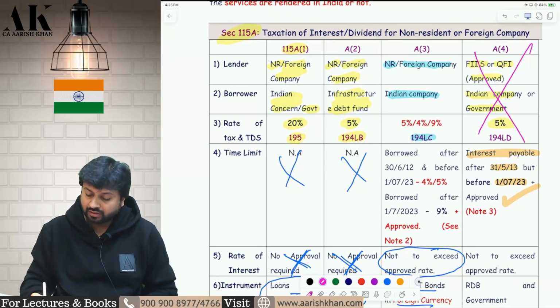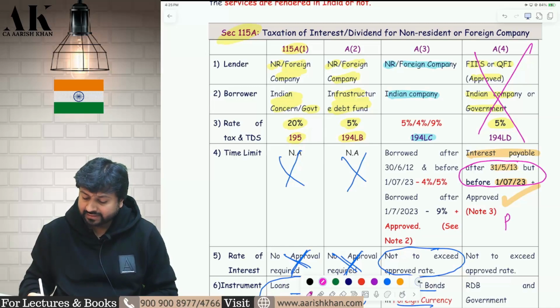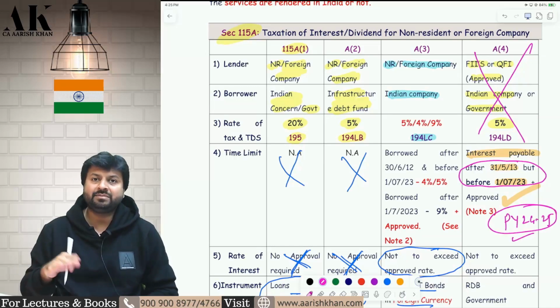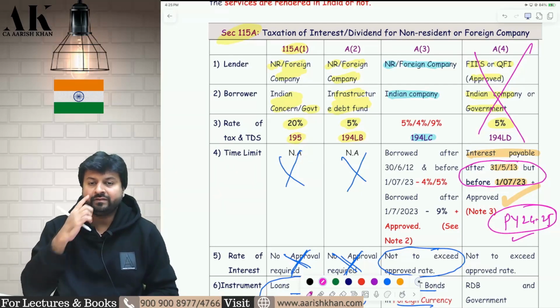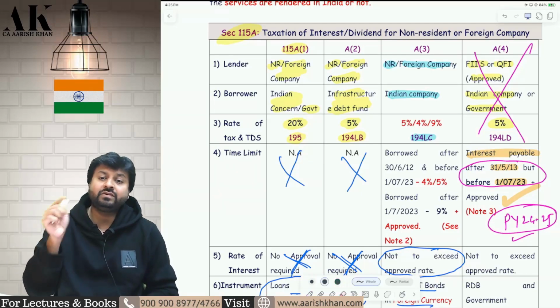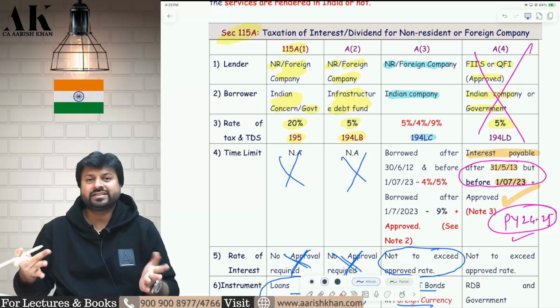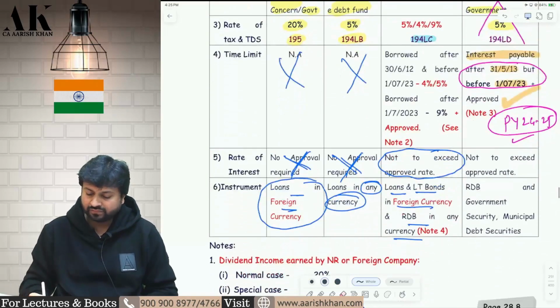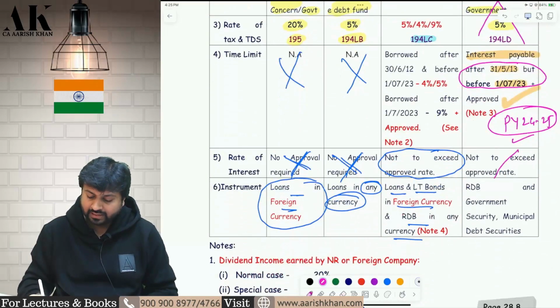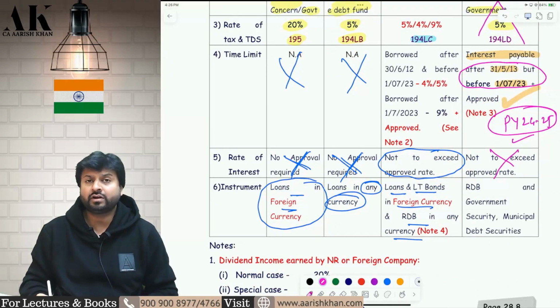The reason is because if interest is payable in this period, then this period does not fall in the period of 24-25. And for us, the relevant previous year is 24-25. For us, this section would have been relevant if we would have come under 24-25. Otherwise, this section is of no use. Okay. I hope it is clear to all of you. Here also, it should not exceed approved rate. And here the nature of security is what we are going to issue to the non-resident or foreign company, what we are going to issue to the FIIs and QFIs.